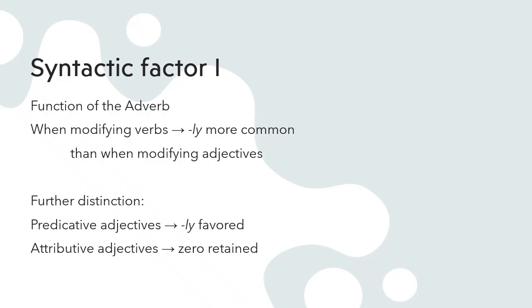Syntactic environment also influences variation. When adverbs modify verbs, ly forms are more frequent than when they modify adjectives. Also, ly is favored with predicative adjectives, whereas zero forms are retained more often with attributive adjectives. This pattern supports Rodenburg's complexity principle, that is, more explicit forms tend to appear in more complex environments.